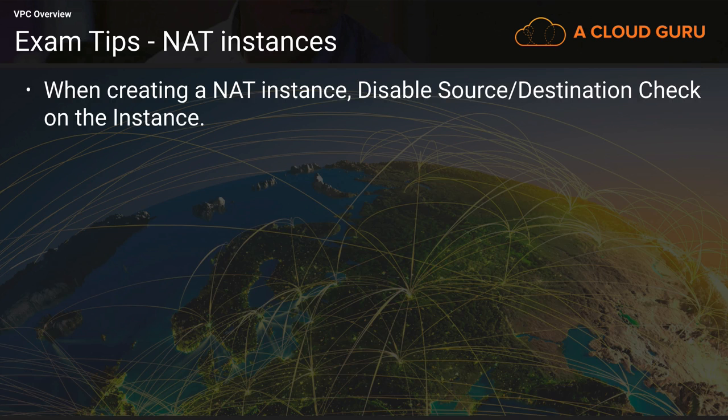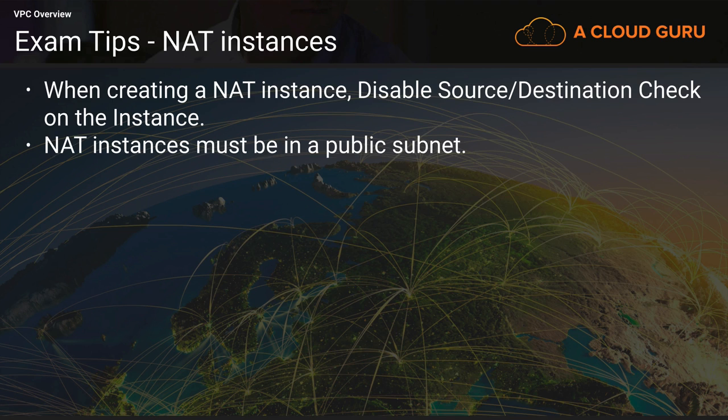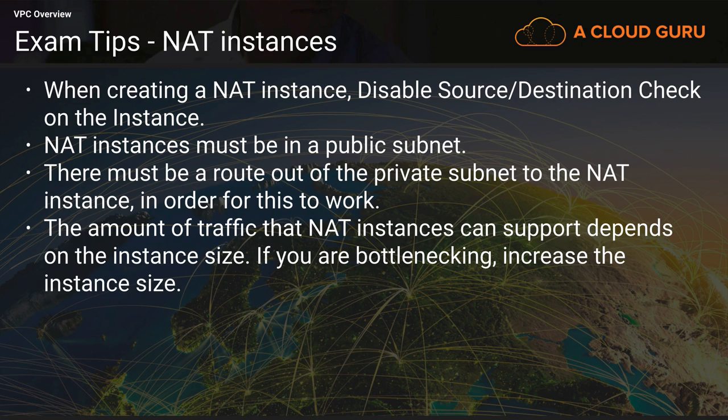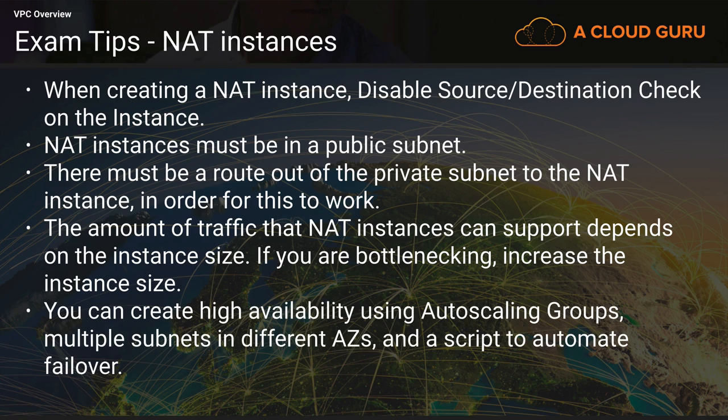Moving on to NAT instances. When creating a NAT instance, remember to disable the source and destination check on the instance. NAT instances must always be in a public subnet. There must always be a route out of the private subnet to the NAT instance in order for this to work, and the amount of traffic a NAT instance supports depends on the instance size. If you're bottlenecking, you just need to increase the instance size, and you can create highly available NAT instances using auto-scaling groups, multiple subnets in multiple availability zones, and a script to automate failover.